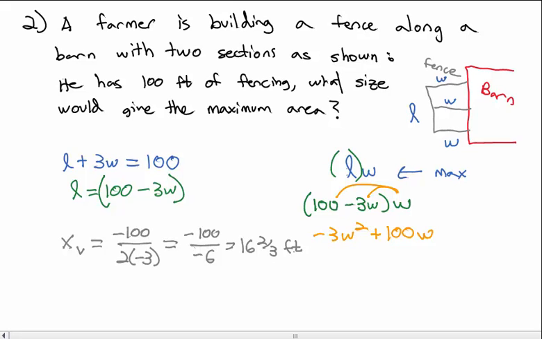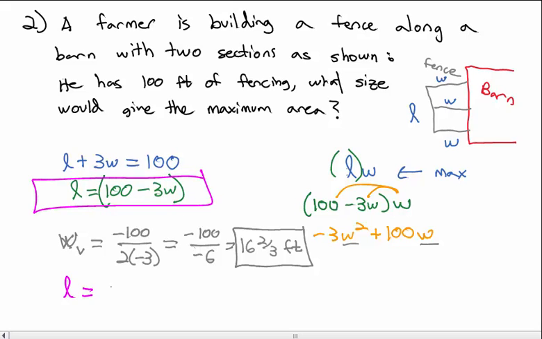So that's going to be the W that we have here in our formula. We should have said the W vertex. The W is 16 and 2/3 feet, 16 feet 8 inches long. We still need to find the length, and in the length we've got this formula, 100 minus 3W.